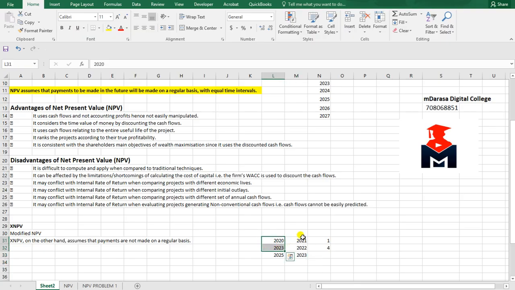The ordinary NPV caters for the regular one. The modified NPV, which we're terming XNPV, caters for the irregular one. This is the difference you should be able to identify: whereas NPV counts the number of periods, XNPV looks at the time period, that is the duration. Basically it talks about the time factor, which is very key.